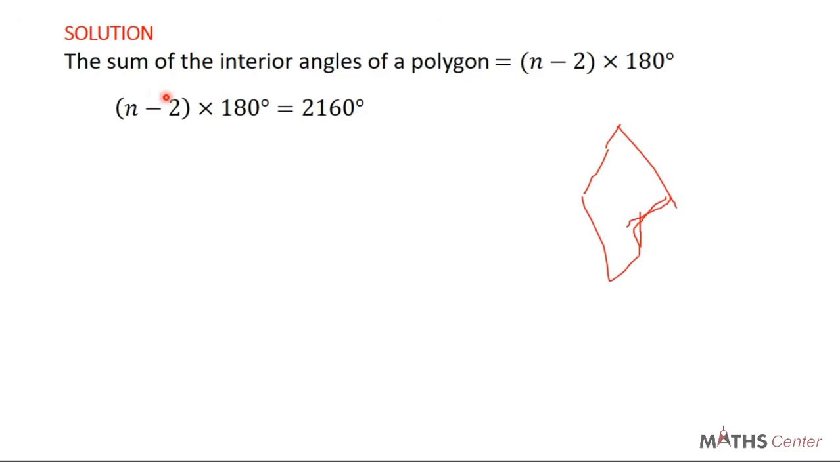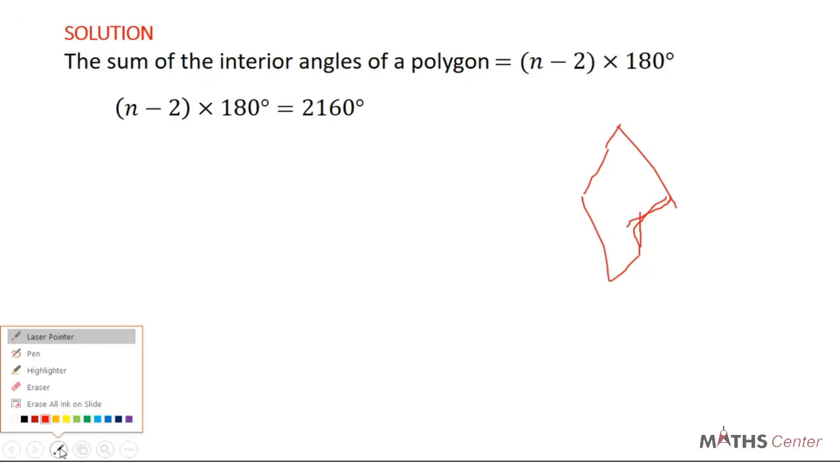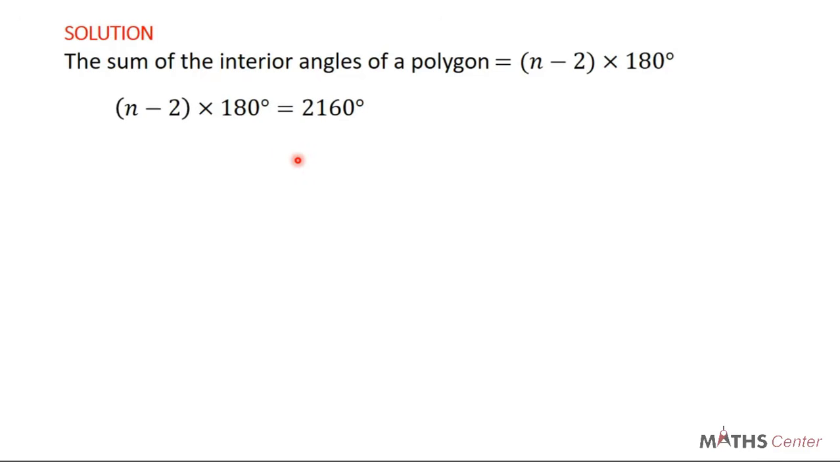But we also know that the sum of the interior angles of a polygon, the formula is n-2 times 180 degrees. So if we are able to equate this to the sum of the interior angles of the polygon that has been given to us to be 2160 degrees, then we can find n, which is the number of sides. I hope that is clear. So this becomes a linear equation. So we are supposed to expand this.